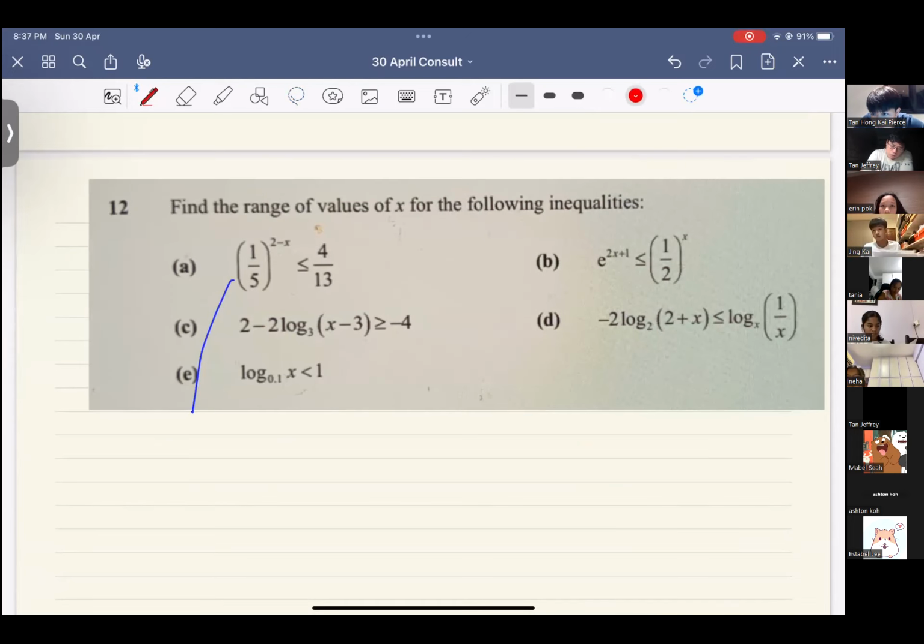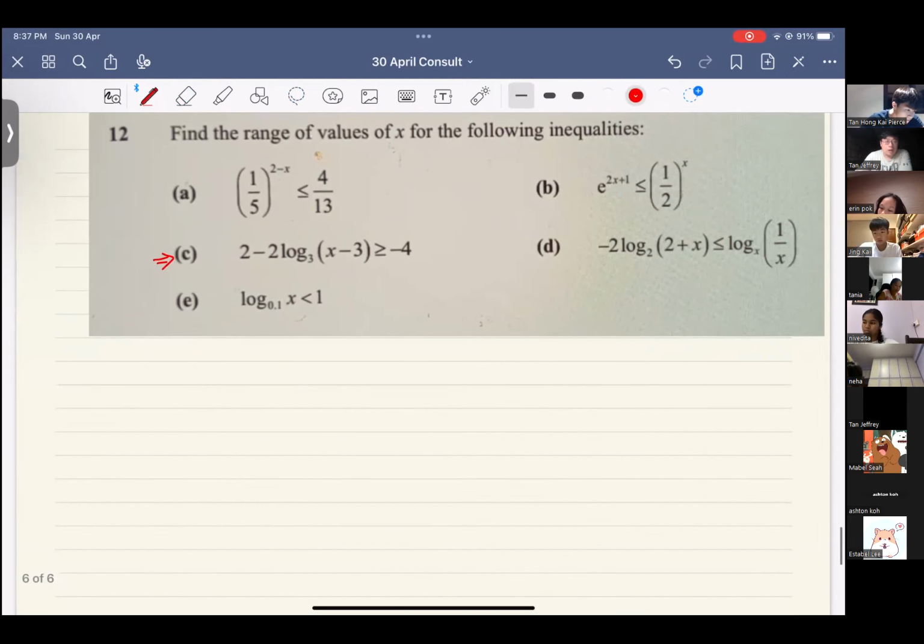Once again, for those who just joined us, this is the Topic 5 revision package, question 12. Now I'm going to 12C. Here I just make 2 log base 3 of (x minus 3) the subject. I bring my 2 over to the right-hand side, subtract both sides by 2, and I get negative 6.